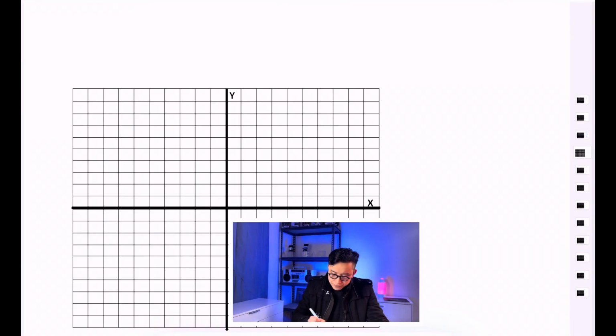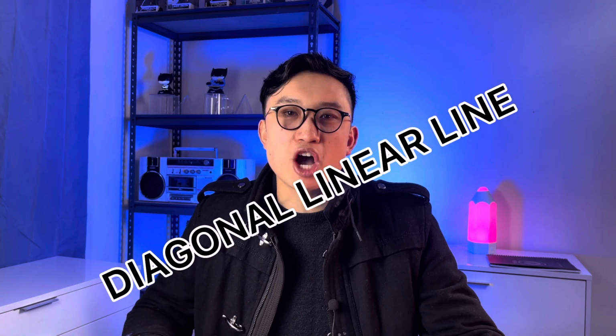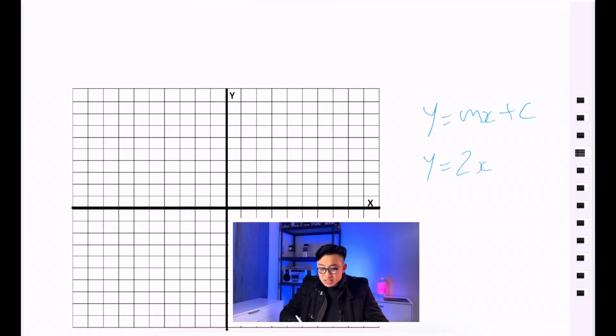Well, if the question is written in the y equals mx plus c format, it doesn't have to be in this format. It could be in another format, which I'll show you later, and it still might be a diagonal line. But if it's written in this format, for example, if it's y equals 2x, so if there's a coefficient in front of the x variable, you know it's definitely going to be a diagonal linear line. So this is regardless if there is a c value that is not 0. For example, if c equals 3.